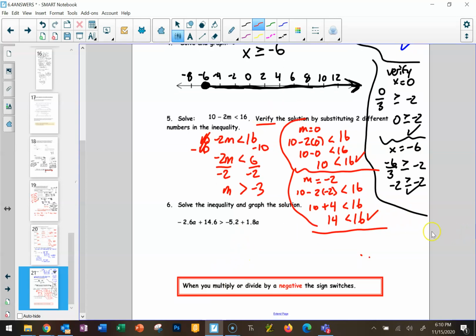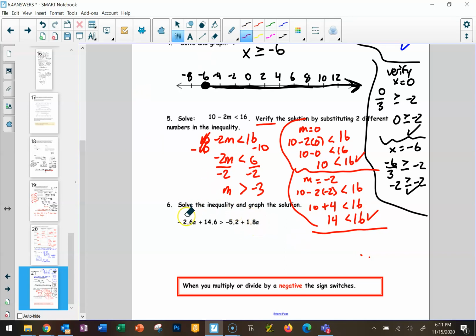So solve the inequality and graph the solution. And I notice I don't have another number line, so I might have to actually sketch one. Okay, this is all from Unit 5. It's just recognizing like terms and making sure that you don't make any sign errors.